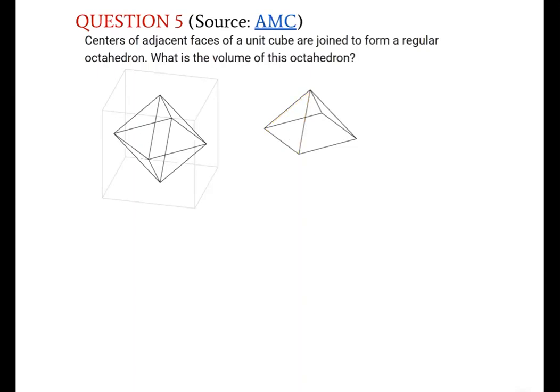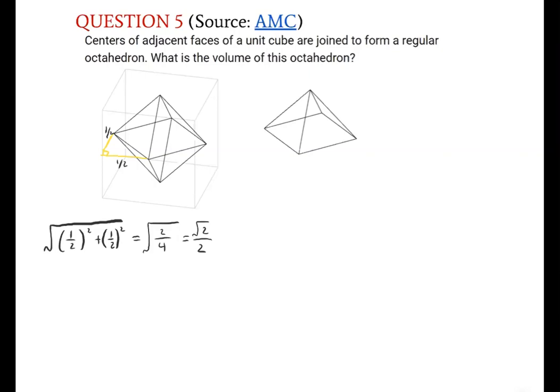So to find that, we can do the Pythagorean theorem. We know that this is a right angle, and we know that this is just 1 divided by 2, 1/2, and then this is also 1/2. So that means the edge of an octahedron will be the square root of 1/2 squared plus 1/2 squared. So that is just equal to square root of 2 over 4, or square root 2 over 2.